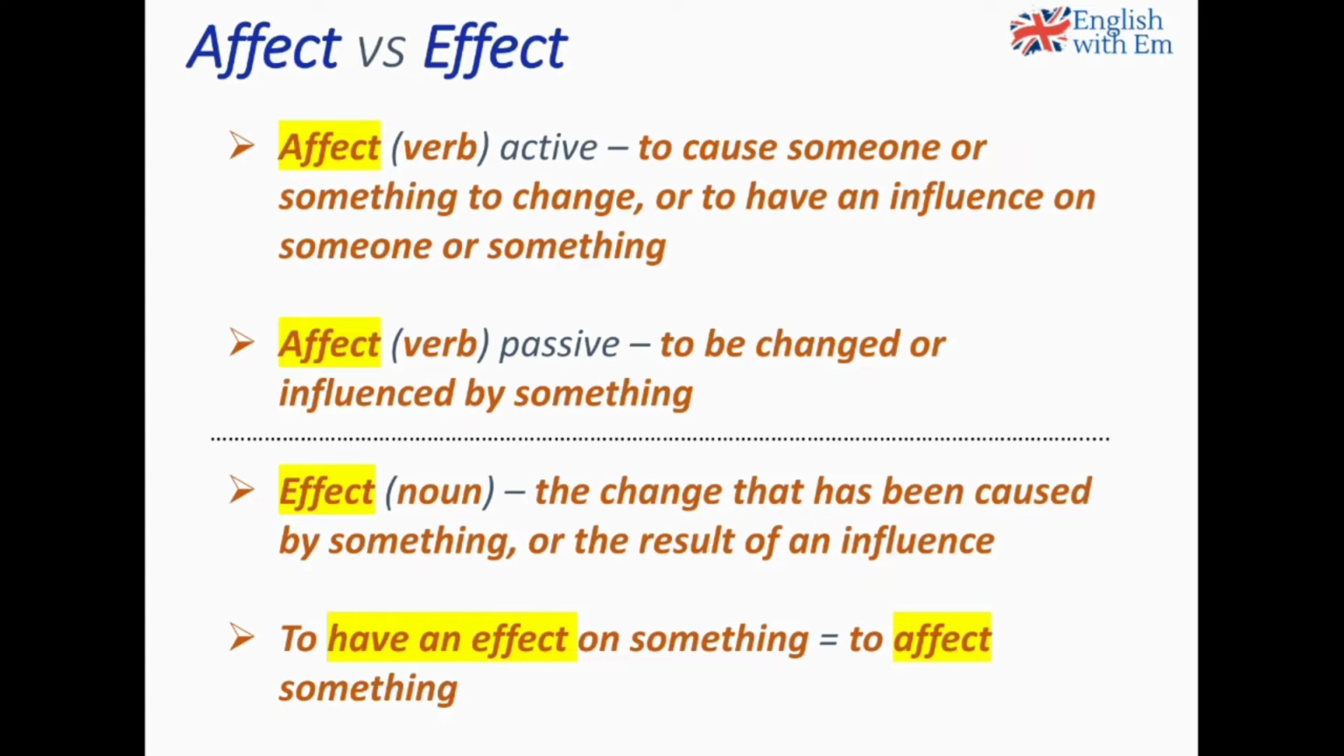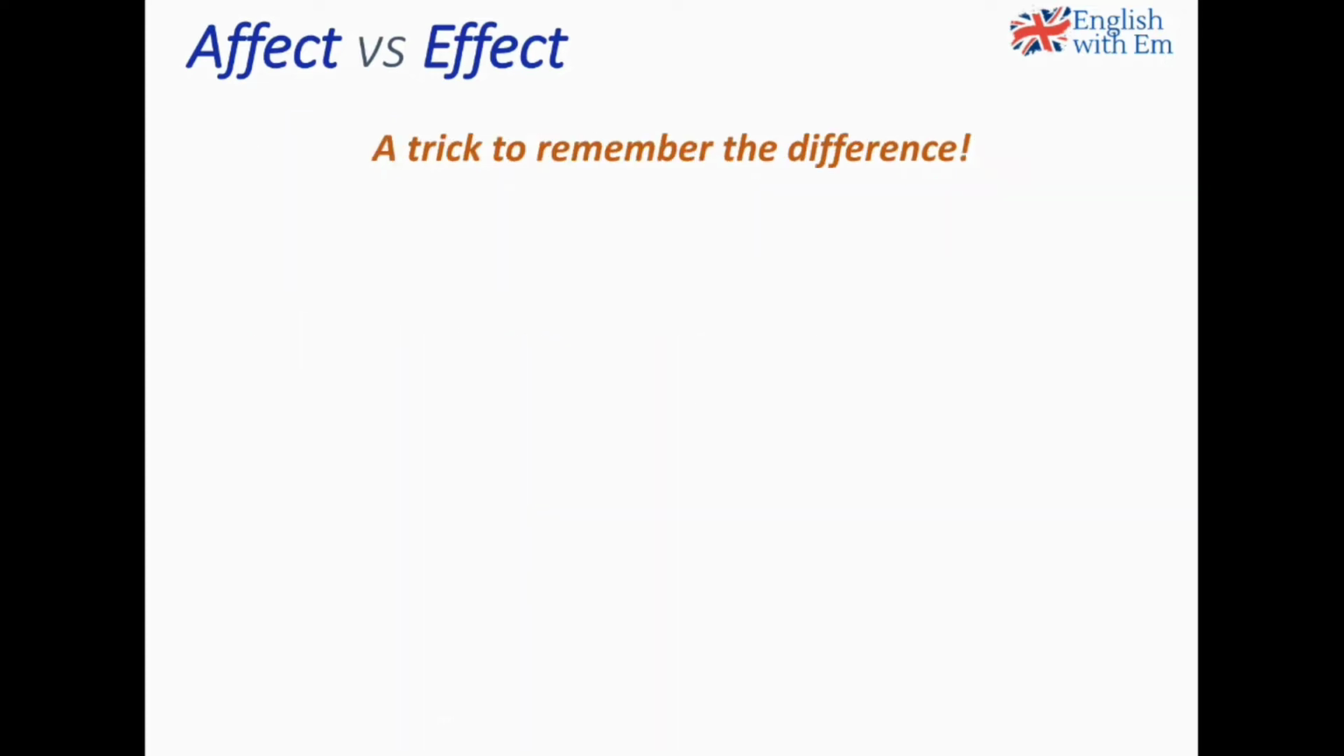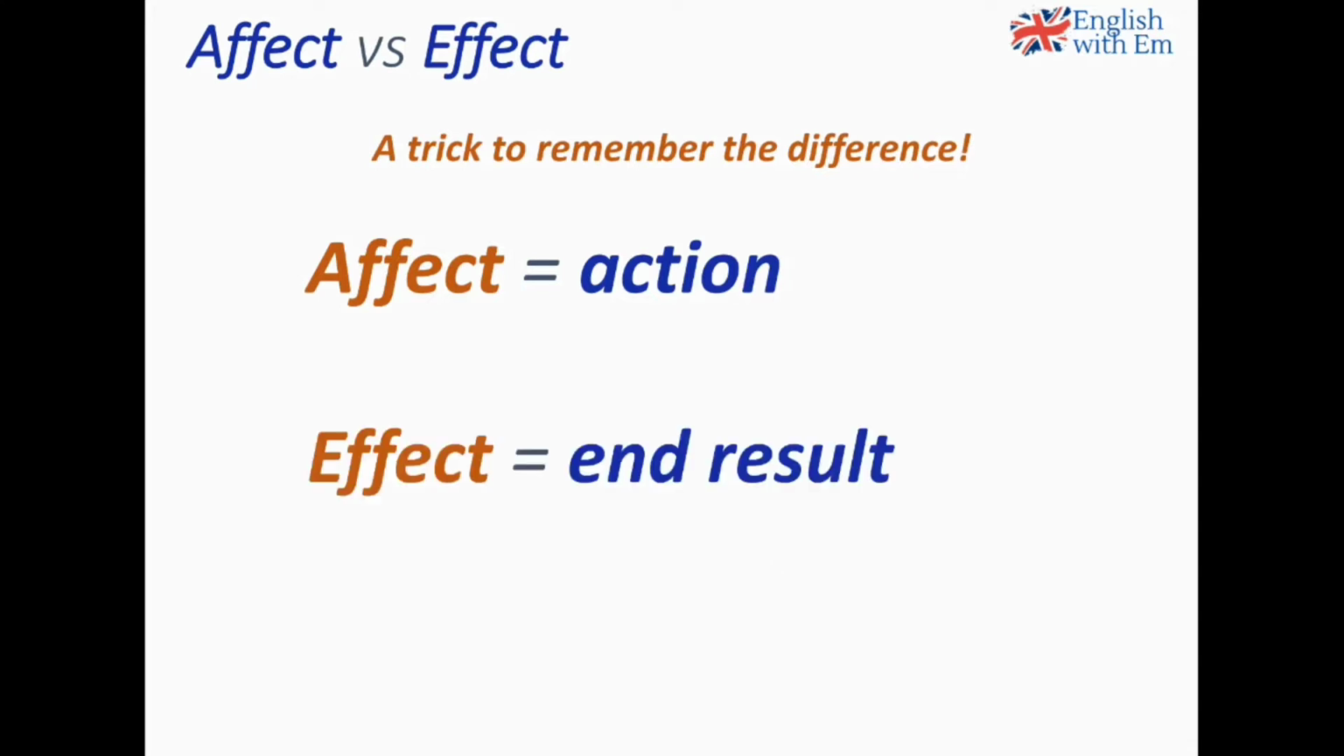Now, if you find this confusing, don't worry, because I'm going to give you a trick to remember the difference. Affect with A you can think of as the action, it's what you do. And effect with E, this is the end result. So you'll notice here action with A for the affect with A, and end result with E for the effect with E. So, affect with A, this is the verb, the action. Effect with E, this is the end result. Now we're going to look at some examples, and then I'll give you another memory trick later in the video.